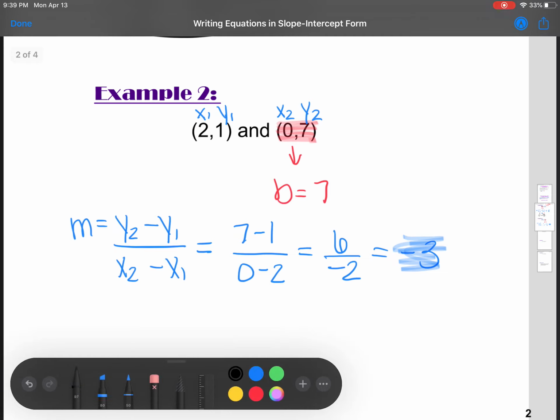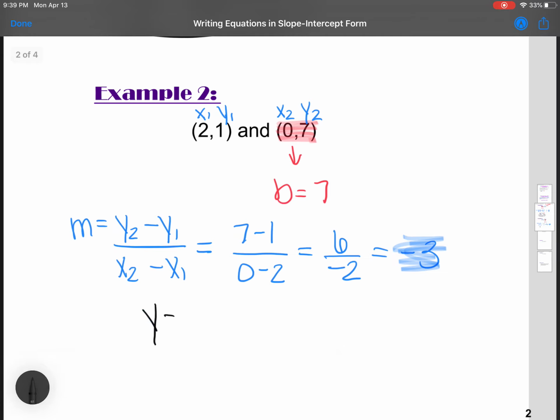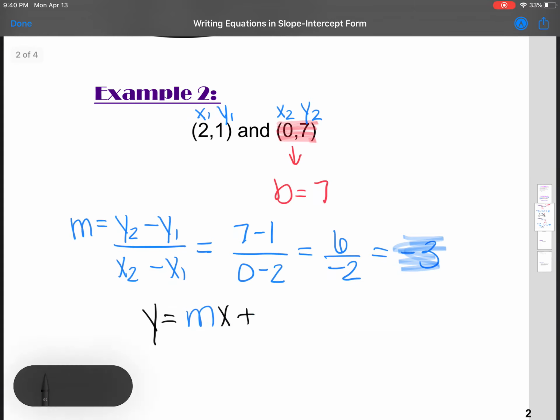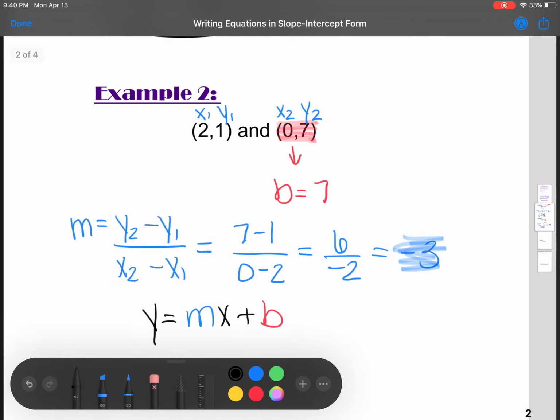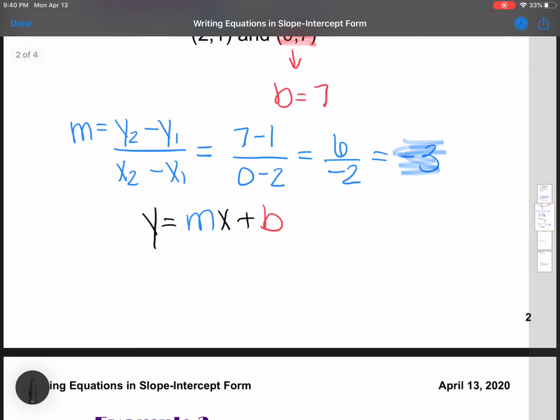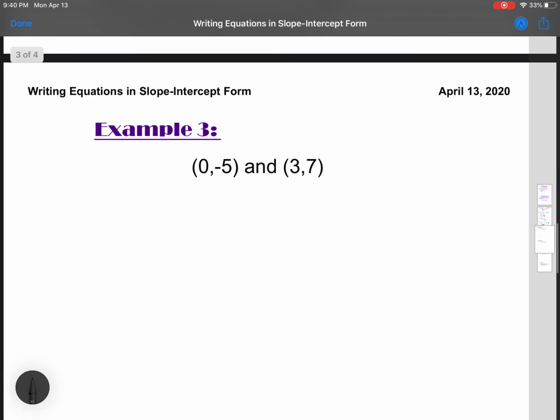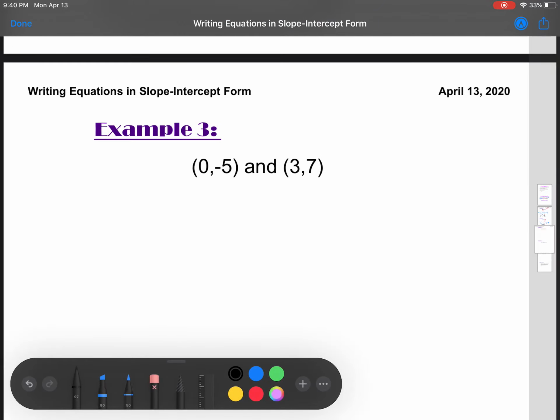Okay, and again, I'm going to write my formula, y equals m x plus b. I'm just going to plug in my values. So this becomes y equals negative 3x plus 7. Okay, I've just got a couple more examples for us, and then we're done for the day. Moving down, example 3, 0, negative 5.